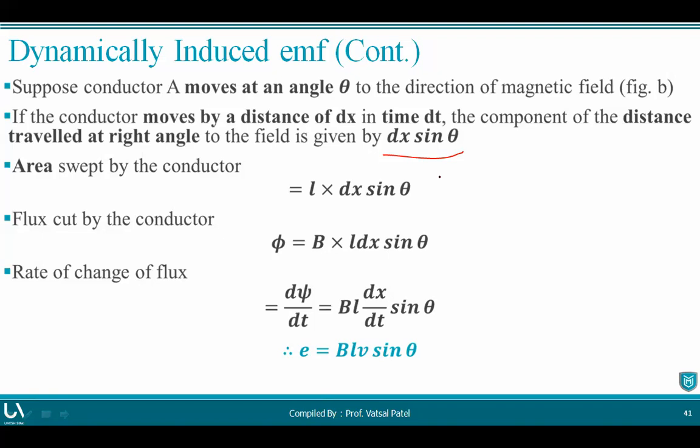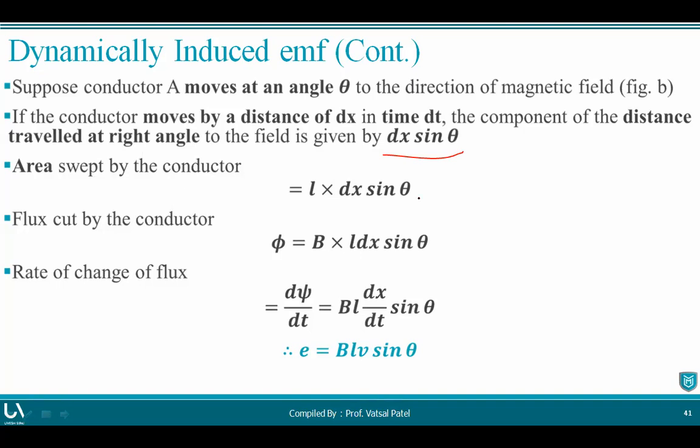So phi is equal to B into L dx sine theta, and the rate of change of flux with respect to time, d psi by dt, is equal to N phi, where psi is equal to N into phi. But right now N is equal to 1 because you have only one conductor in the magnetic field, so we can directly write d phi by dt, and phi is equal to BL dx sine theta. BL we take as a common quantity, and dx by dt, which we identified in the previous slide, is equal to the velocity of the conductor, in meter per second.